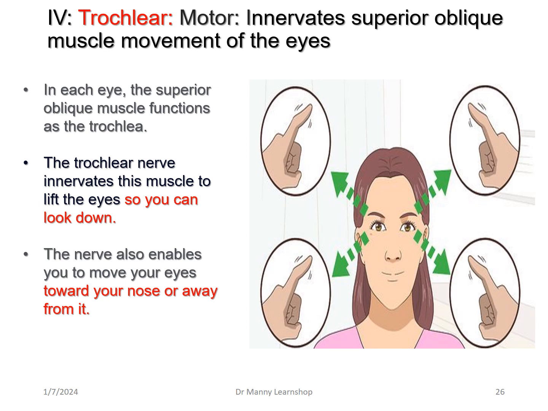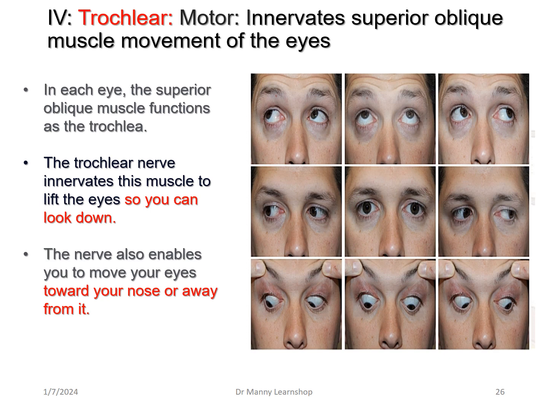Then you've got the trochlea, the fourth cranial nerve, which innervates the superior oblique muscle movements of the eyes. And in each eye, the superior oblique muscles function as in the trochlea. The trochlea nerve innervates this muscle to lift the eyes so you can look down. The nerve also enables you to move your eyes toward your nose or away from it, giving you full range of movement and vision.